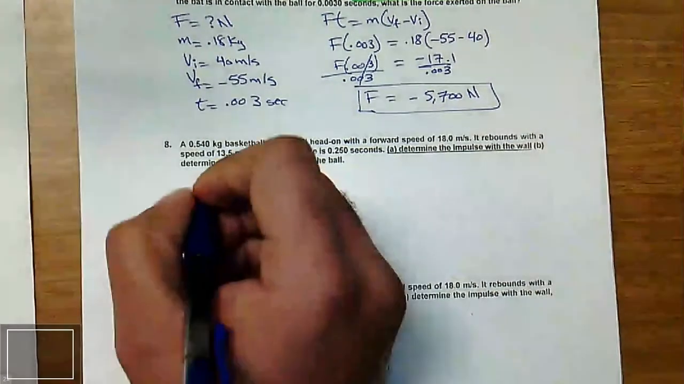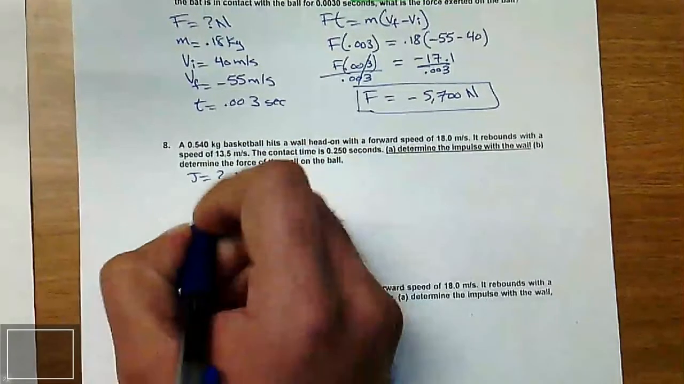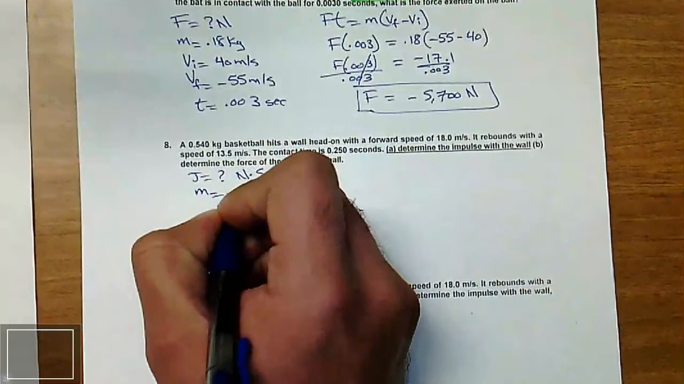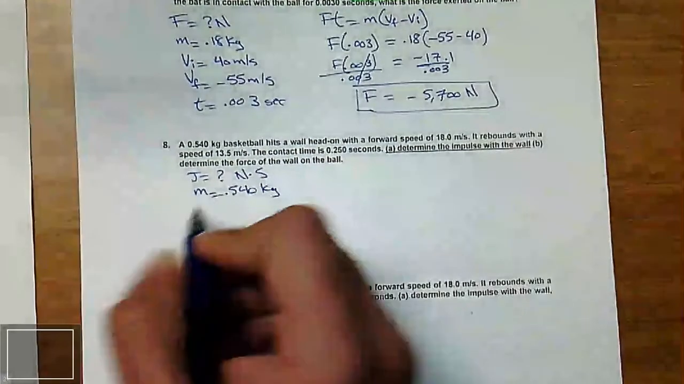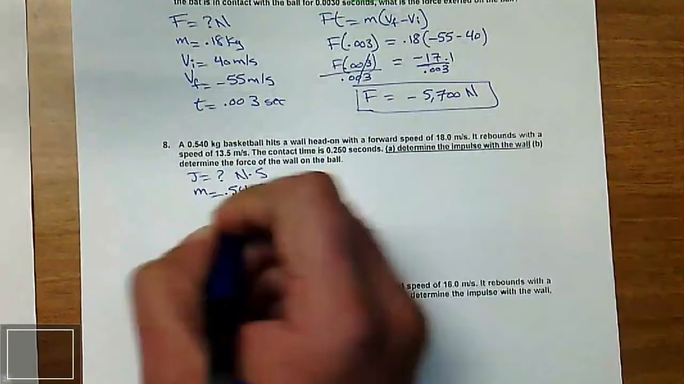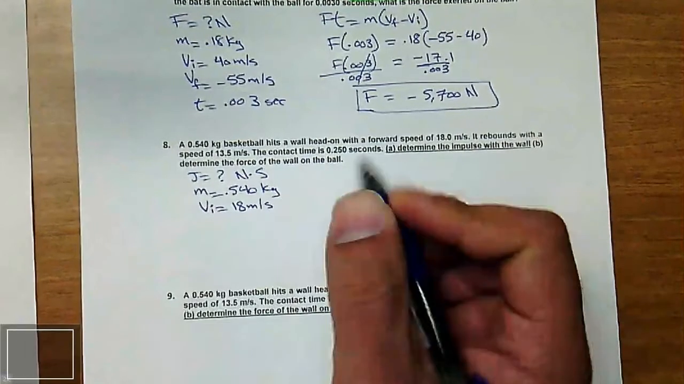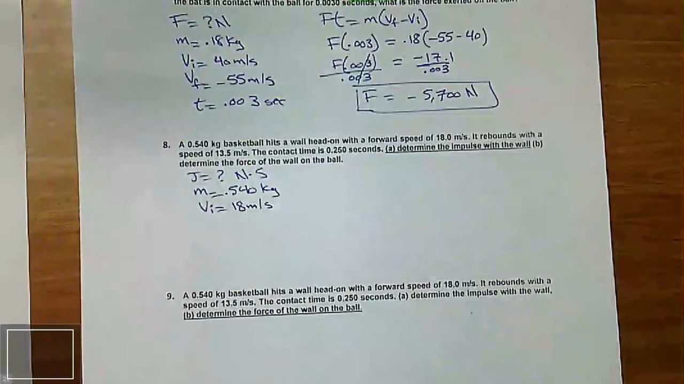So number 8, we're looking for J, that's our unknown. And our mass is 0.540 kilograms. And our initial velocity is moving forward with a speed of 18 meters per second. So Vi is equal to 18 meters per second. Then it rebounds with a speed of 13.5.